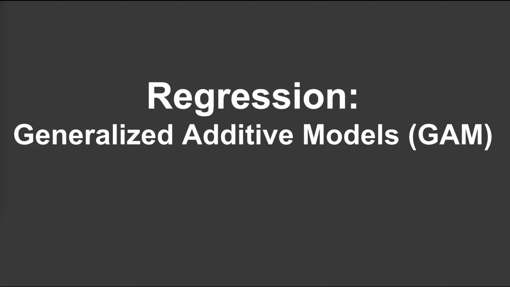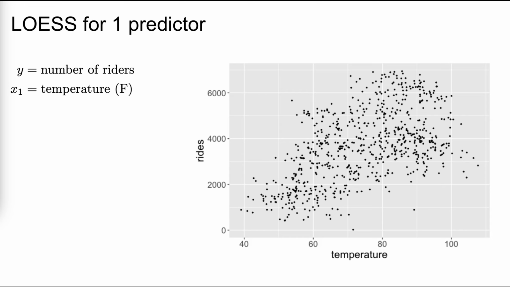In this video, we'll explore flexible, non-parametric modeling in higher dimensions using generalized additive models. Consider an example. Suppose we want to model y, the number of bike share riders on a given day, by x1, the temperature on that day.